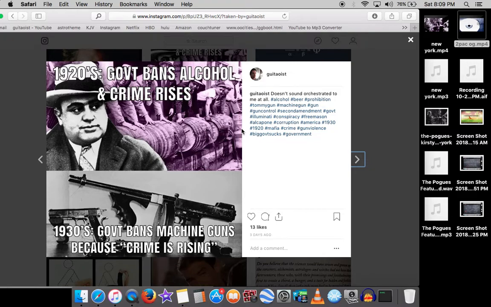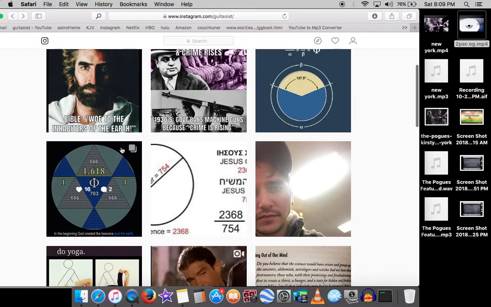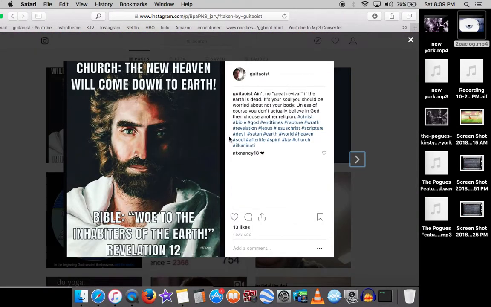Anyway, let's get to gun control. In the 1920s, government bans alcohol during Prohibition and then crime rises. And then, a couple of years later, the government bans machine guns because guess what? Crime rose a little bit. So to me, the beginning of this 20th century was essentially the beginning of oppression, unions, big government, and a bunch of bullshit like this. Yeah, the government's going to ban alcohol and crime's going to rise. And yeah, of course, when they re-legalize alcohol, they'll say guns are the problem. No, bitch, government's the problem. Always has been.